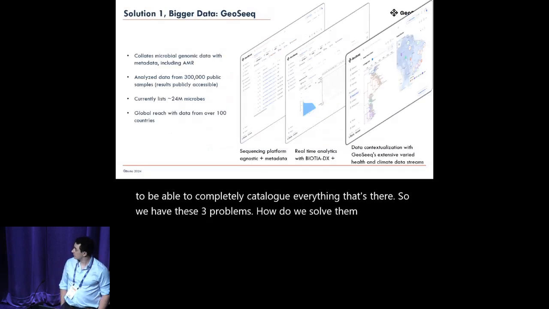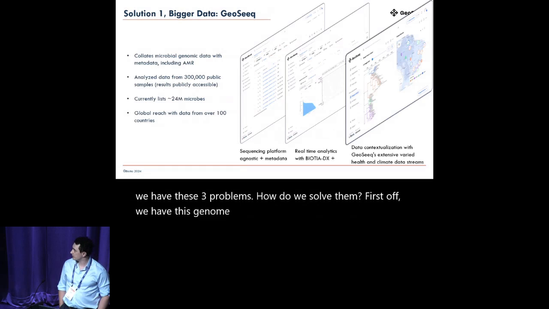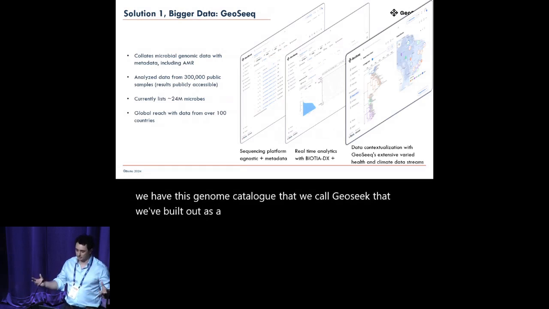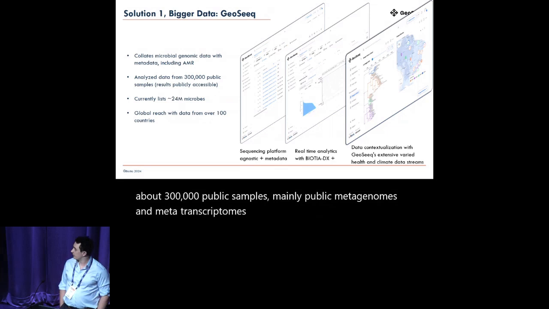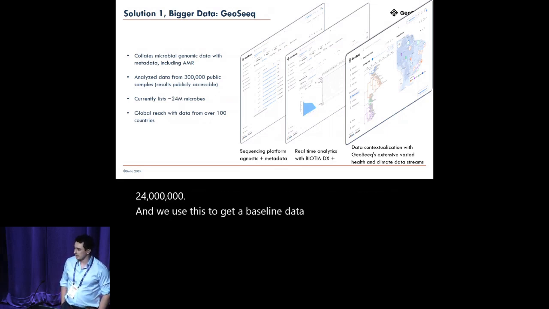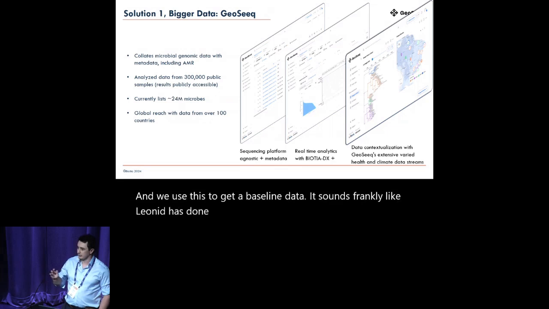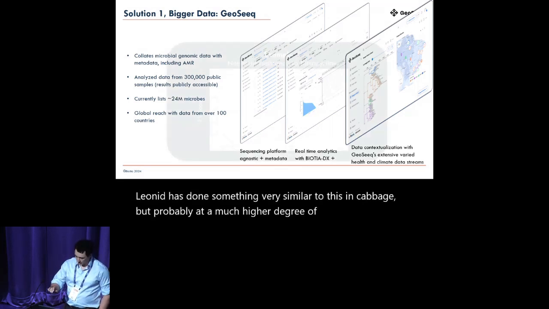First off, we have this genome catalog that we call GeoSeq that we've built out. It's a platform where we've collected a whole bunch of public microbial genomic data. We've analyzed about 300,000 public samples, mainly public metagenomes and metatranscriptomes. And we've identified about 24 million microbes in this, and we use this to get baseline data. It sounds, frankly, like Leonid has done something very similar to this in cabbage, but probably at a much higher degree of polish. And I want to highlight how this works here.